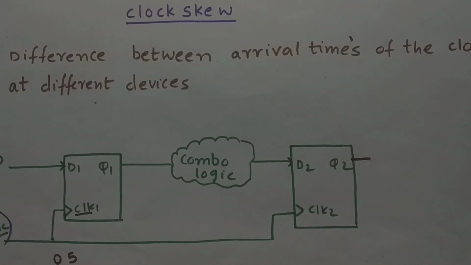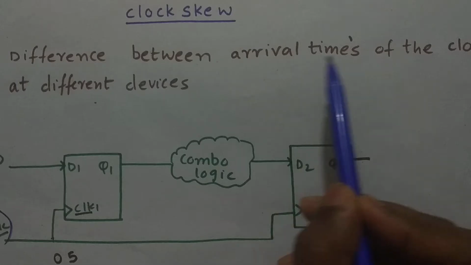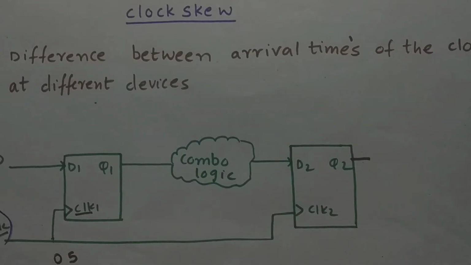Today's topic is about clock skew. So what's a clock skew? Clock skew is nothing but the difference between the arrival time of the clock at different devices. So what does the difference between the arrival time of clock mean?